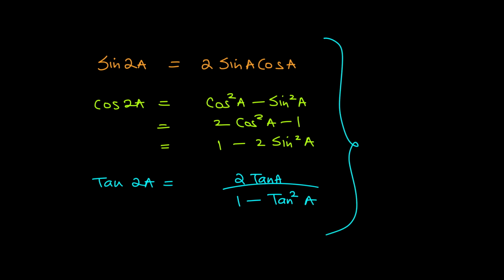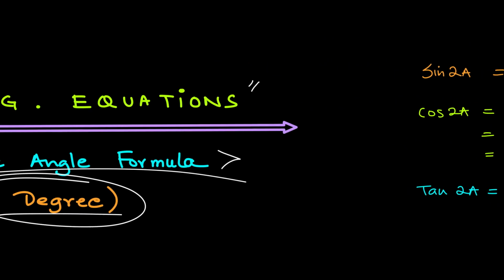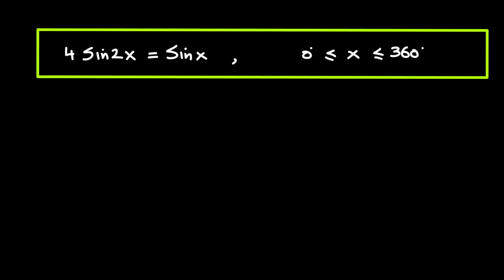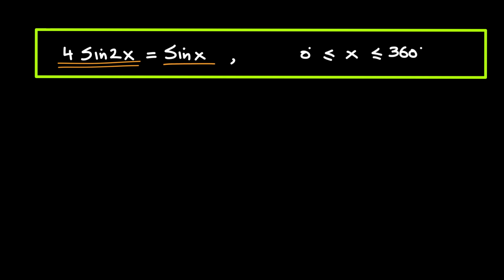Now, keeping this in mind, it's time to tackle the first problem, which is this. 4 sine 2x equals sine x, where x lies between 0 and 360 degrees inclusive. First thing is to break up sine 2x, which is 2 sine x cosine x.